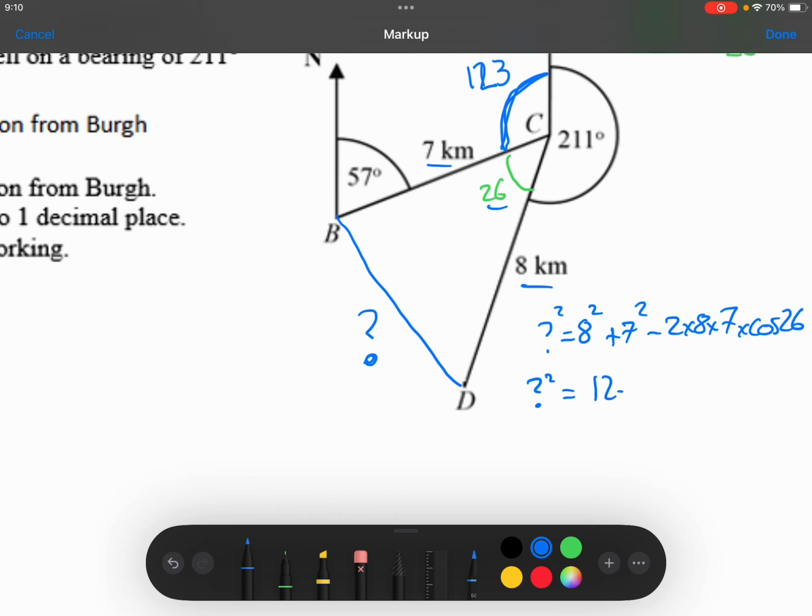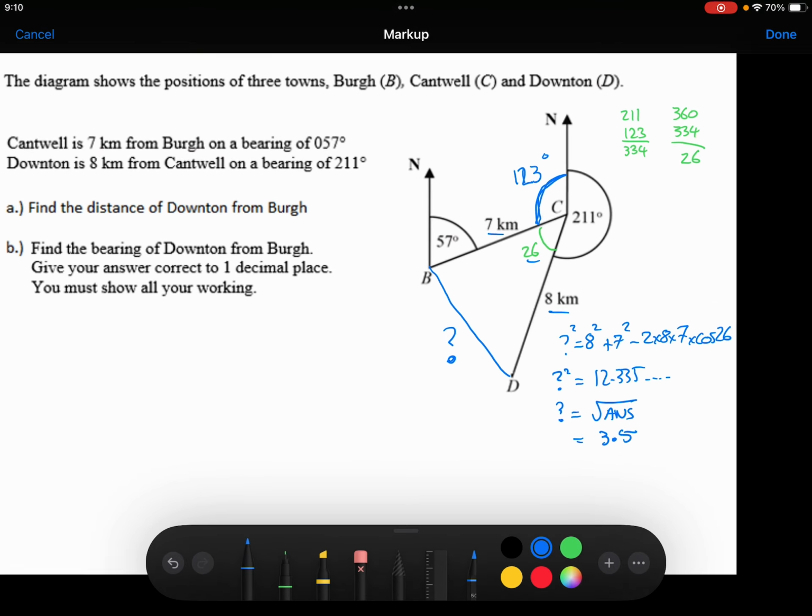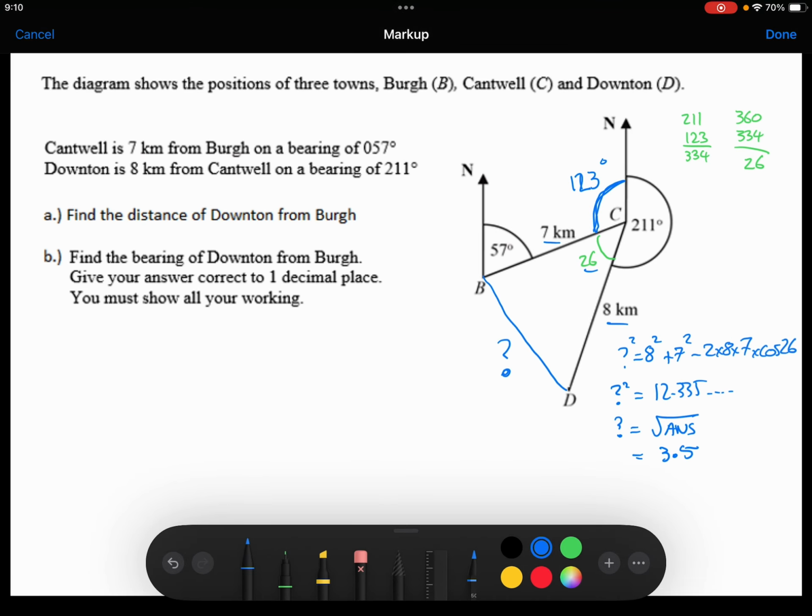We get 12.335, and don't forget to square root for your final answer. So to 1 decimal place, the distance between those 2 towns is 3.5 kilometres. That's my answer to part A.